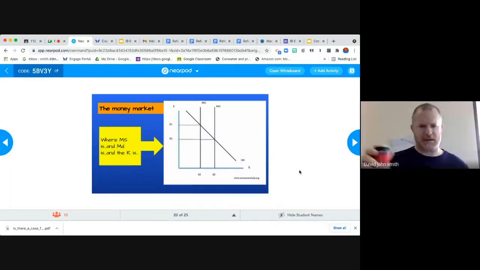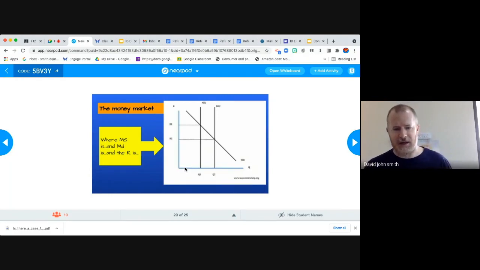Yeah. Excellent. All right. So this little wee beastie is called the money market. Now, under your previous syllabus, we didn't really look at the money market particularly. Under your current syllabus, yes, we do. Now, it's a market, right? It has a supply and it has a demand. Only in this case, you're talking about the market actually for money, right? So you've got an MS label on this curve here, and you've got an MD label on this curve here.